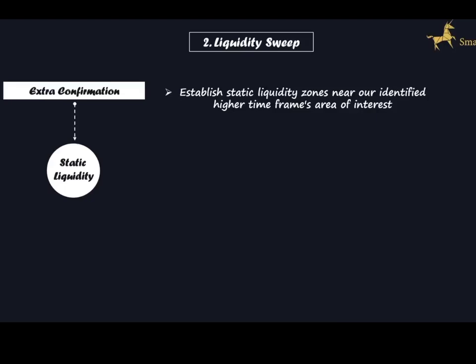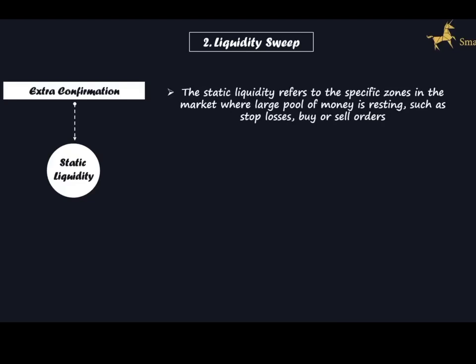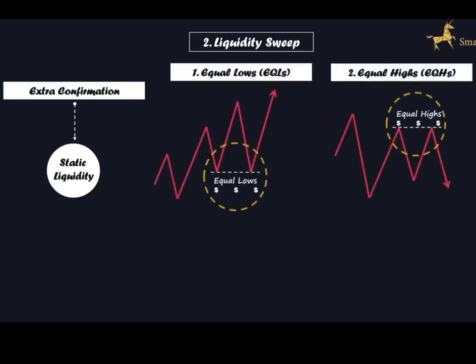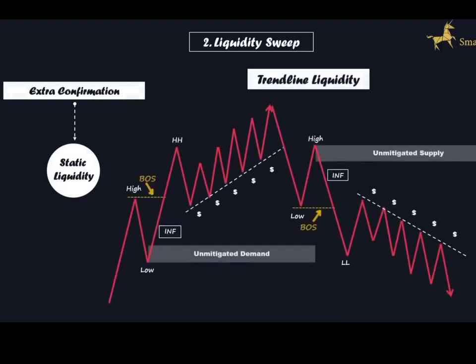As you know, guys, static liquidity refers to the specific zones in the market where a large pool of money is resting, such as stop losses, buy or sell orders, and also can be found in various areas on the price chart. But the most important and practical types of static liquidity that frequently are seen in the market are equal lows, equal highs, and dynamic trend lines. Each of them falls into distinct categories, like double bottom or double top and triple bottom or triple top patterns. Bearish or bullish dynamic trend lines.